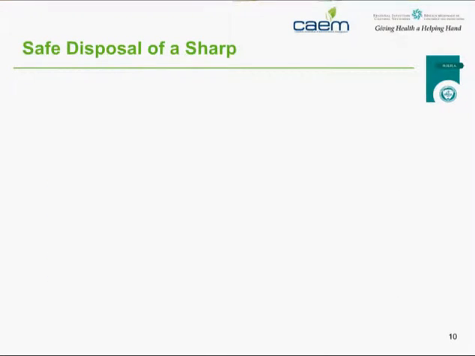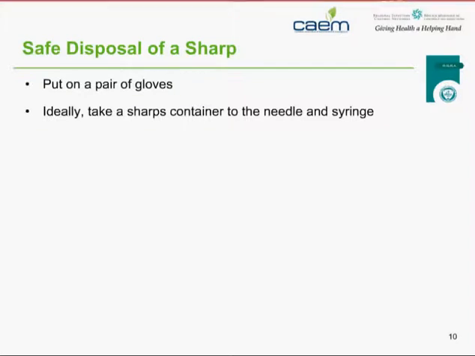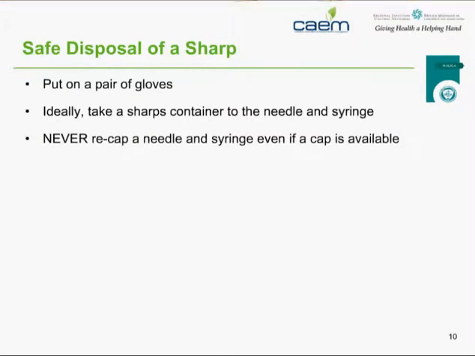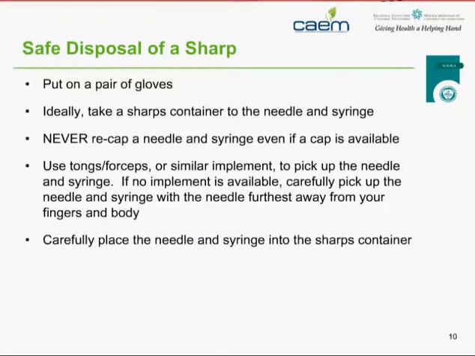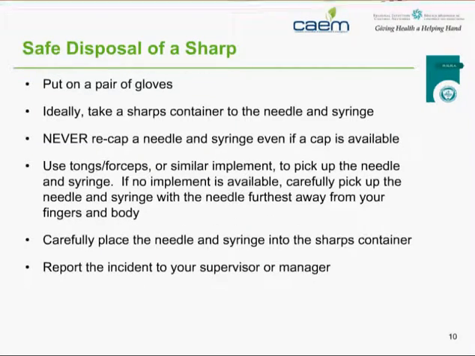In order to safely dispose of a sharp, put on a pair of gloves. Ideally, take a sharps container to the needle and syringe. Never recap a needle and syringe even if a cap is available. Use tongs or forceps or a similar implement to pick up the needle and syringe. If no implement is available, carefully pick up the needle and syringe with the needle furthest away from your fingers and body. Carefully place the needle and syringe into the sharps container. Report the incident to your supervisor or manager.